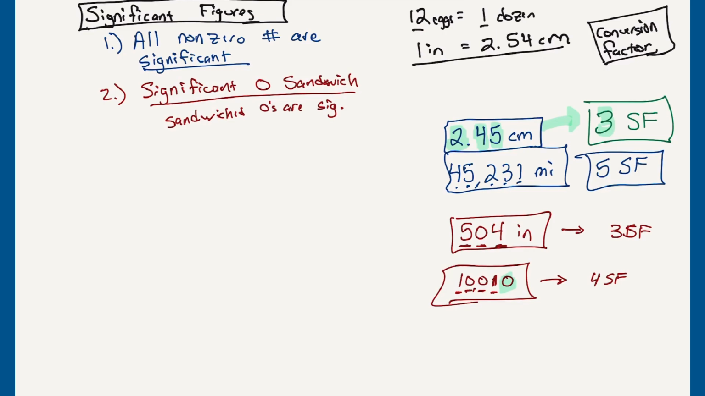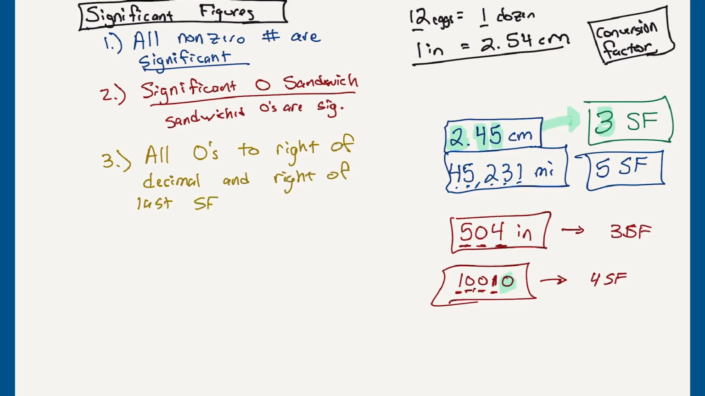Now, rule number 3 is the most complicated of all of them. And this one requires a little bit of thinking about. And so I'm just going to write it out, and then I'll give you some examples. So all zeros to the right of the decimal and to the right of the last significant figure are also significant.